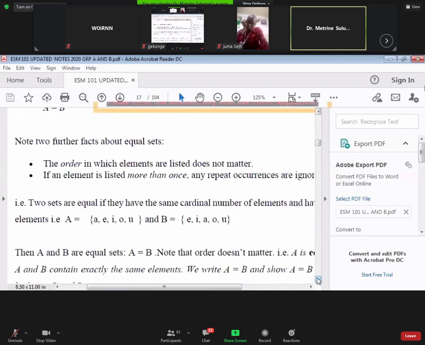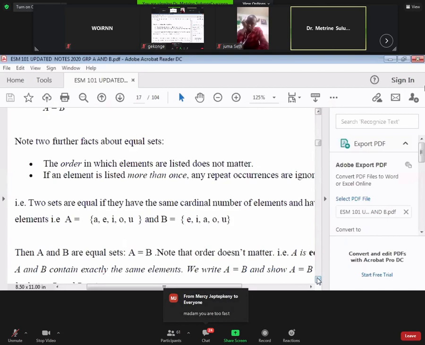Does not matter. So we are saying the elements are the same, and the cardinal number is the same. We are simply saying set A has how many elements? 5 elements. Set B has how many elements? 5 elements. But which are these type of elements? R, A, E, O, U. Each one of them has R, A, E, O, U, but the order is different. So those are examples of equal sets.